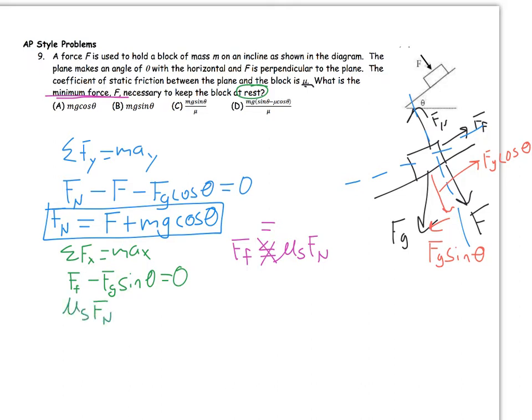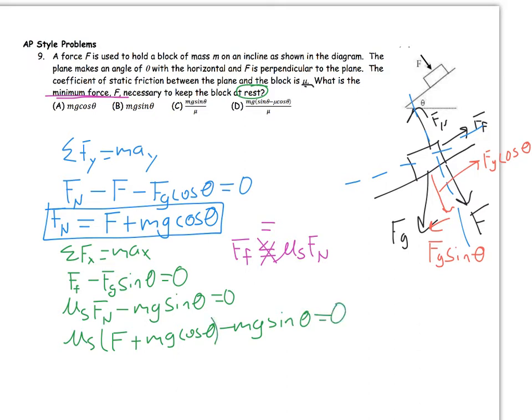And I'm also going to substitute in mg for my force of gravity. And so those two are still equal to 0. So I'm going to plug in that expression I just had for my normal force, so mu times F plus mg cosine of theta, minus mg sine of theta is equal to 0.